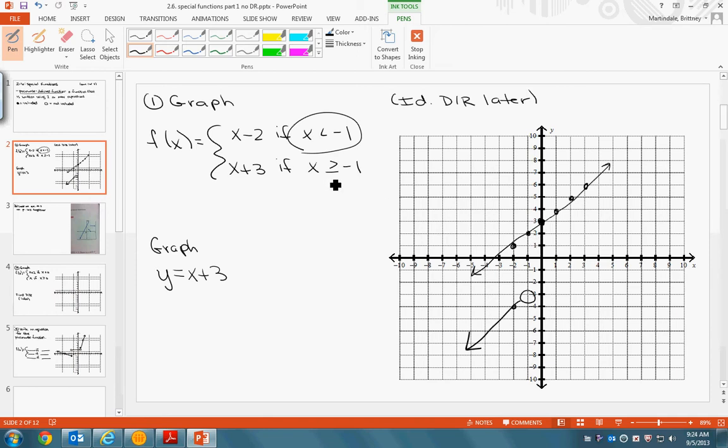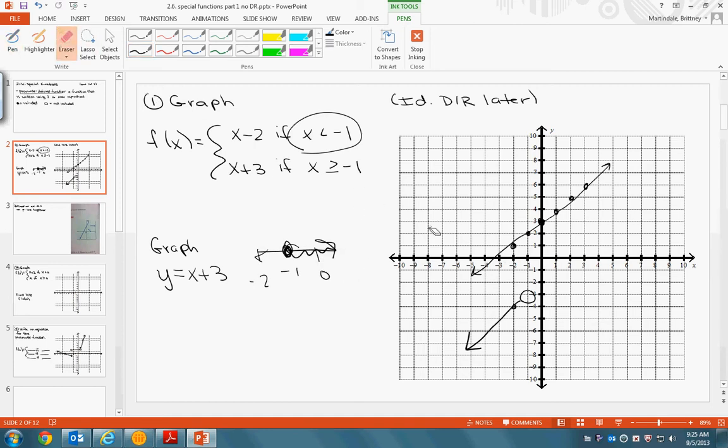Do they want the left side or the right side? If it's greater than or equal to, which side do they want? They want the right side. Again, if that's confusing for you, go back to how we used to do it. That would be closed to the right. You already know that. So it's going to be closed to the right.